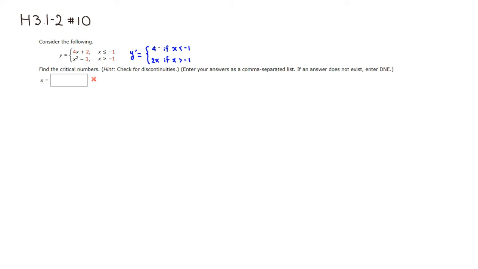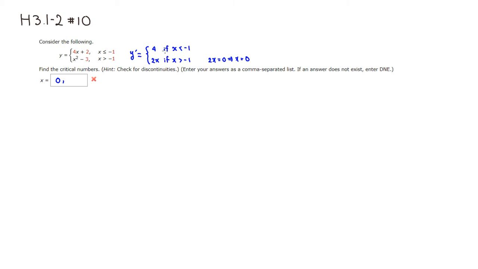But there might be a critical number here. If you set 2x equal to 0, of course x is equal to 0. 0 is definitely in this interval, it's greater than -1, so 0 is one of the critical numbers. Another place it could happen is where 4 becomes 0, so we don't have that. But there might be a gap between these two pieces.